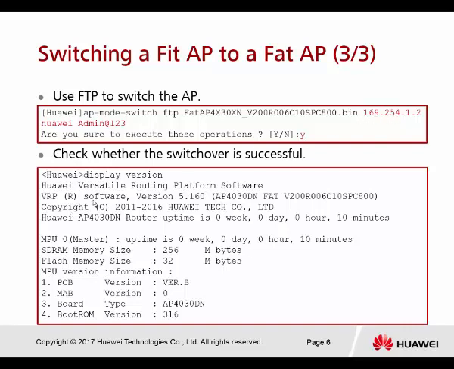So once it is fully downloaded, it automatically restarts. Then next, check whether the switchover is successful. Now you can try display version. After we display the version, you can notice this is my AP model, AP4030DN, and yes, right now I am in FAT mode. This is a FAT.